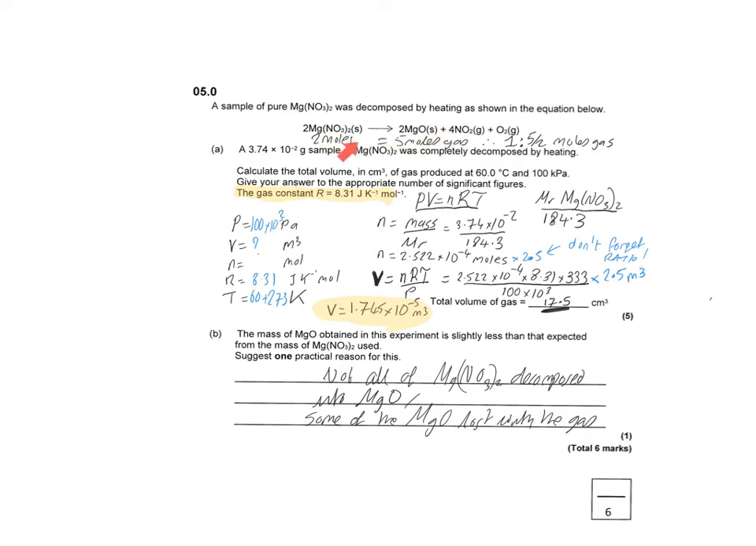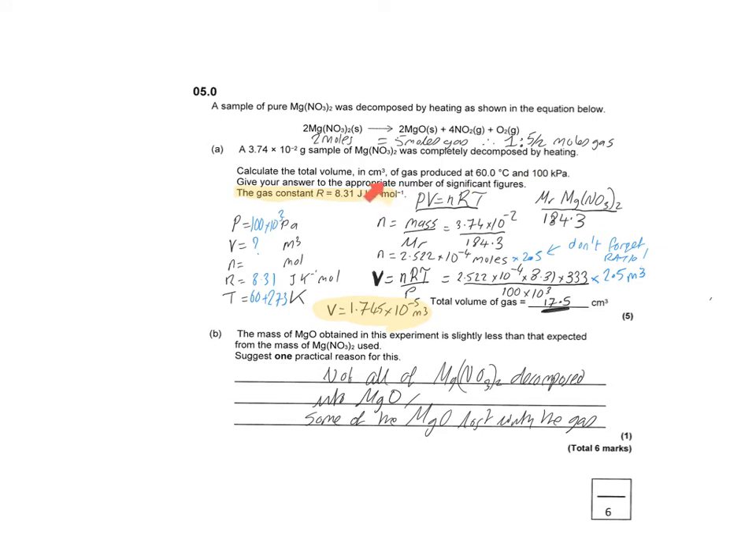So 2 moles give 5 moles of gas. So 1 mole of magnesium nitrate will give 5/2 moles of gas. So keep looking at your ratios. This is GCSE stuff. Right, the next thing to notice in the question, we've got a mass. So immediately we know we can do a number of moles. And also if we go through it, because it's a gas, you've got a temperature, you have a pressure, and you have a gas constant.